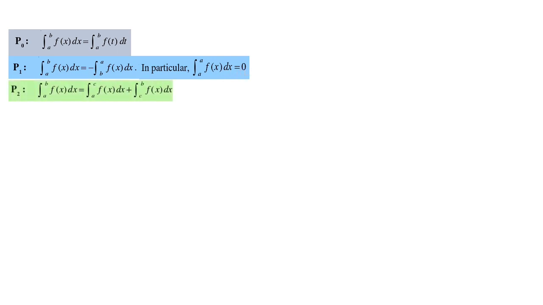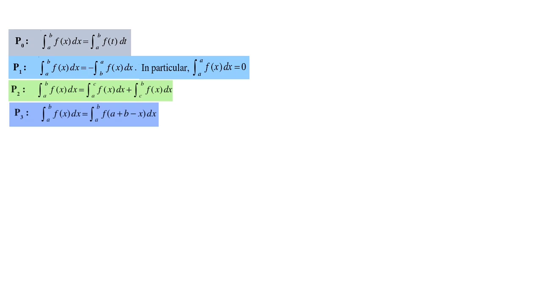Then the third property is integral a to b f of x dx is equal to, we can split the limits, integral a to c f of x dx plus integral c to b f of x dx. Here a to b we are splitting as a to c and c to b. This is the third property.